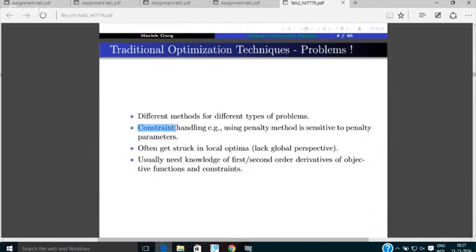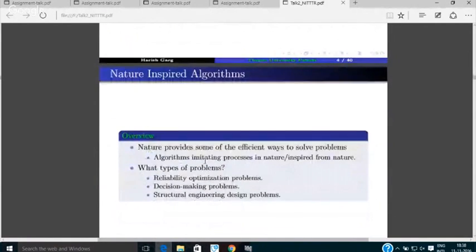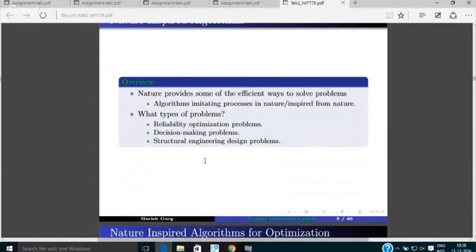Second, it should be easier to calculate and easy to handle the constraints. That's again our target. Okay, and our target is to get the global solution instead of the local solution. And our target is mostly to remove the first and second order derivatives. We have to create a method in which the first, second, third, fourth, higher order derivatives are not needed. So in order to handle this type of problem, nature-inspired algorithms came into existence.